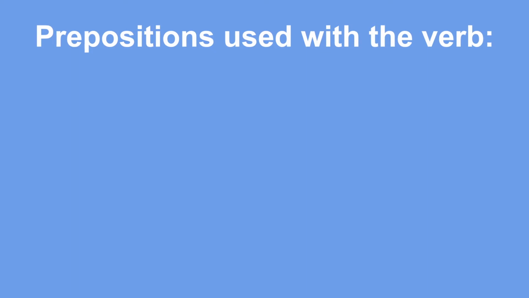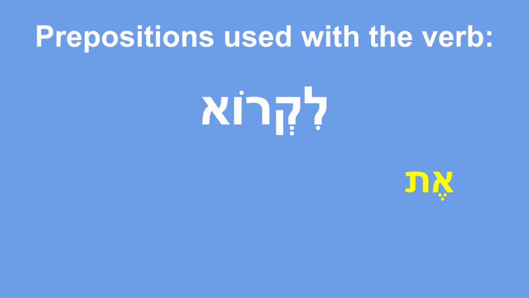So which prepositions are used with the verb likro? The first one is obviously the preposition et, and it answers what is read. As we know, the preposition et is used when we have something definite, a direct object, accusative case. So for example, I'm reading the book, אני קורא את הספר, because I'm reading the definite book. Not just any book, but rather the definite book. So this is when we use the et.